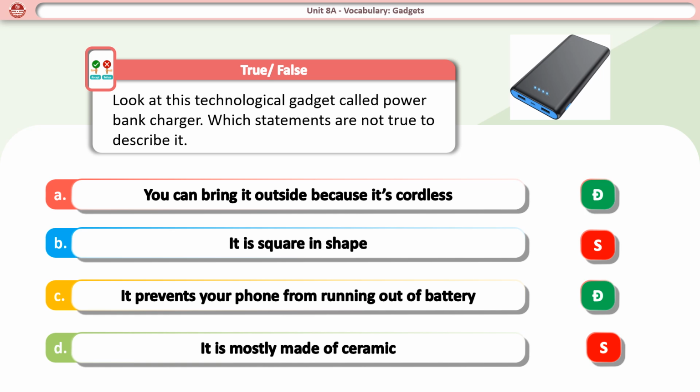Right, and I hope that today's lesson has helped you learn a few vocabulary relating to gadgets and you will be able to apply them into describing the gadgets in your daily life.